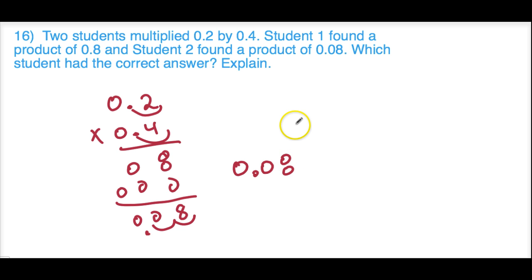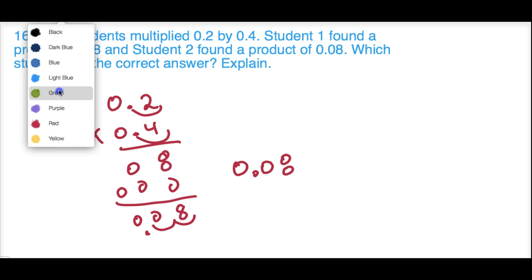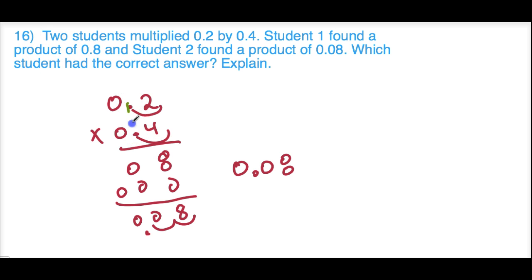So I'm thinking that student 2 was correct, but I'm guessing that student 1 got it wrong because I think if I had to figure out what they did wrong, they probably brought their decimal straight down in the answer instead of moving it 2 places. So that's not correct. You have to move it 2 places to the left because there's 2 decimal place values.